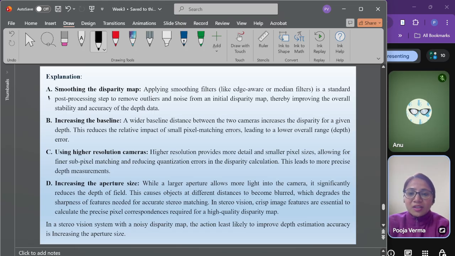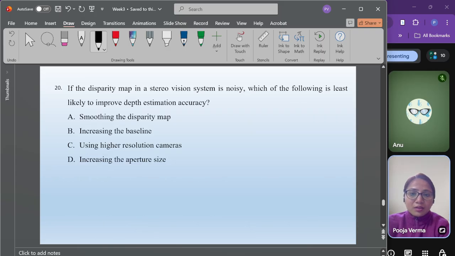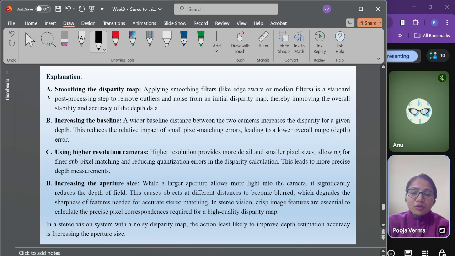Now, the next option is increasing the baseline. If we increase the baseline, it should improve the depth estimation accuracy. A wider baseline distance between the two cameras increases the disparity for a given depth. This reduces the relative impact of small pixel matching errors. It will remove the error, but I think it will not increase accuracy that much.